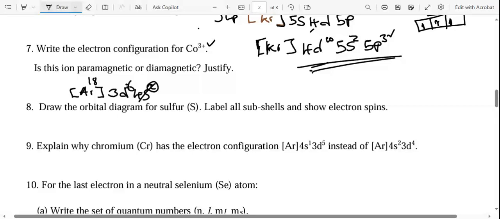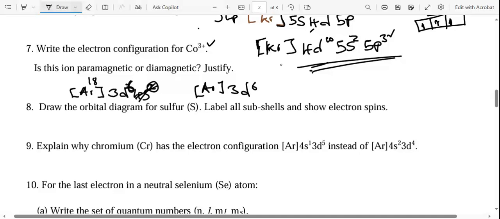Then here will remain with the 6 because 1 electron will be removed. So this is the electron configuration. So we'll have argon, then 3d6 because the 1 electron has been taken. Okay? Hope this makes sense. That's how we write it.